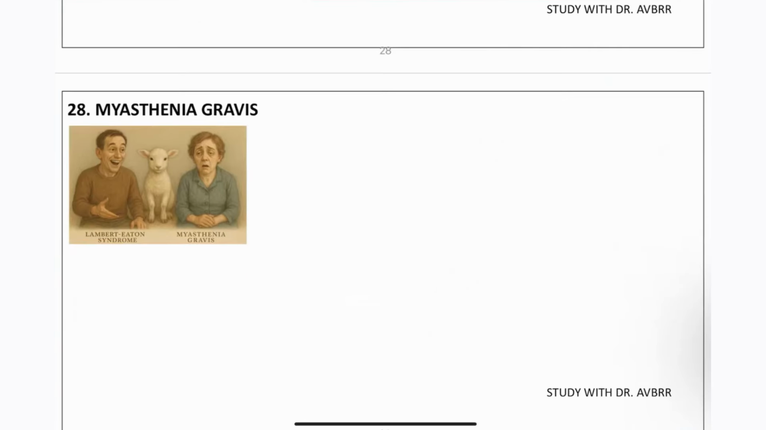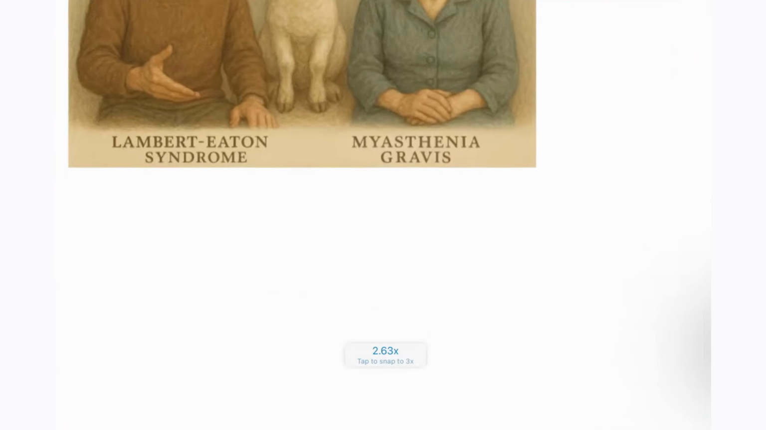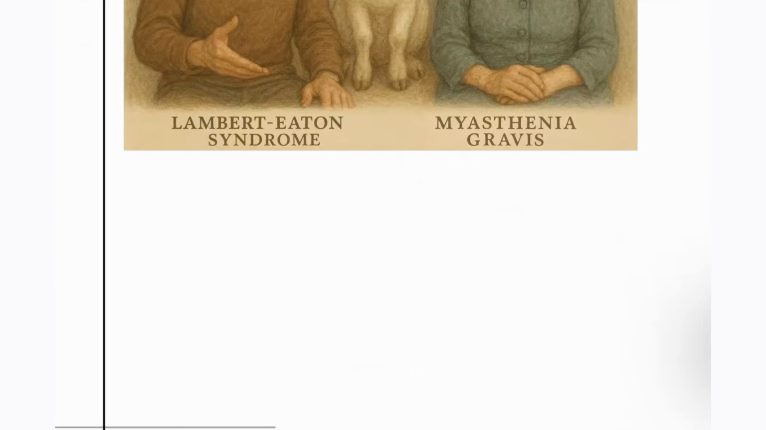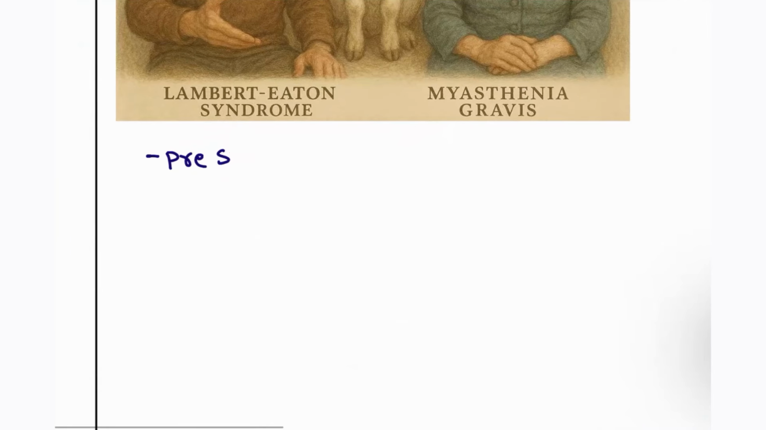Next, moving on to myasthenia gravis. Here we have two conditions. Already I explained this in the medicine class. So what is this condition, guys? Lambert-Eaton syndrome. What is Lambert-Eaton syndrome? Mostly it is affected in the presynaptic region.